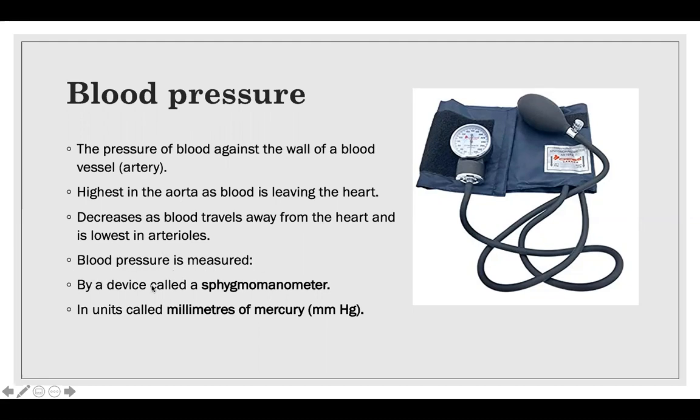Blood pressure is measured by a device called the sphygmomanometer. Try saying that 3 times fast. And it's measured in units called millimeters of mercury, or mmHg. You might remember from chemistry class, if you've taken grade 11 chemistry, you might have talked about different units of pressure, the Pascal or the bar or the atmosphere, but that's just another measurement of pressure, and that's what physicians use when measuring a human's blood pressure.